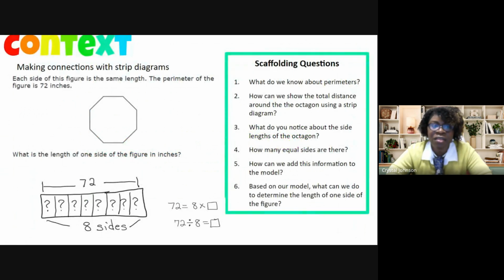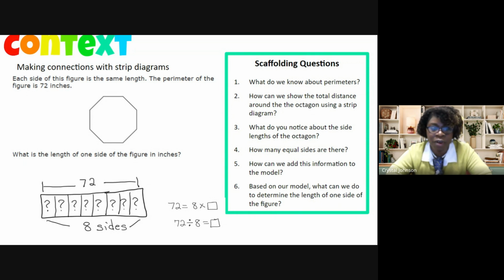So let's talk about how this looks. We're going to make connections with strip diagrams when we're talking about perimeter. So let's look at our first problem. In this problem, each side of the figure is the same length. The perimeter of the figure is 72 inches. What is the length of one side of the figure in inches? Typically, we tend to teach our kids, well, it says each side, and the whole thing is 72.